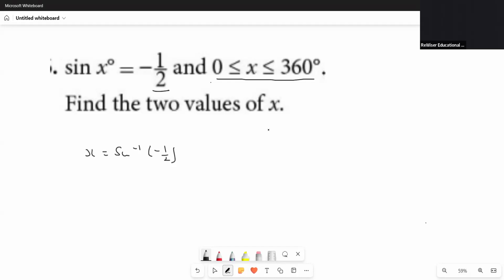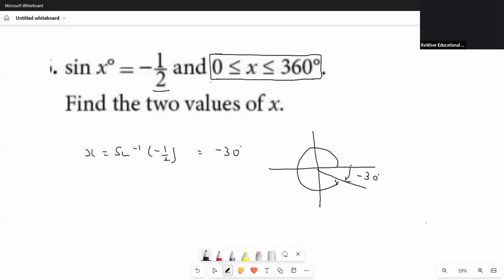Now, sine inverse of minus half will give you an angle which is minus 30 degrees. Now, if you plot that, the minus 30 degrees will be a clockwise angle like this. But minus 30 degrees does not lie in the domain, right? So to put an angle into the domain, we know sine is negative in the fourth quadrant. So we have to write this angle as 360 degrees minus 30 degrees, and that is equal to 330 degrees.